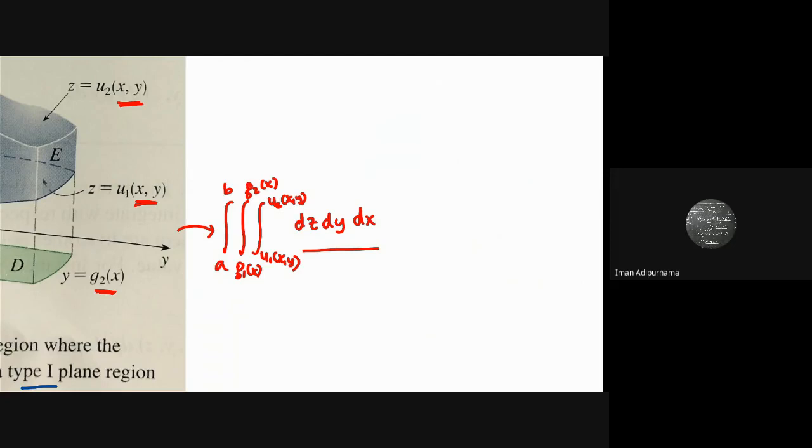So type 1, type 2, type 3 doesn't really matter. What really matters is that when you have the questions, when you are given the exact equations, you know how to turn the equations into your triple integrals. That's the most important thing.